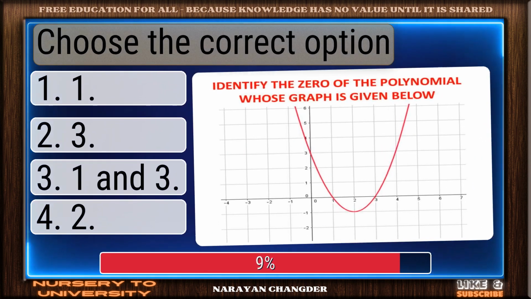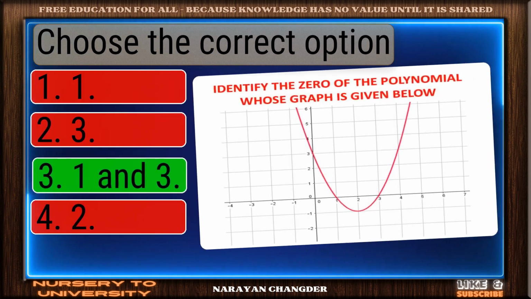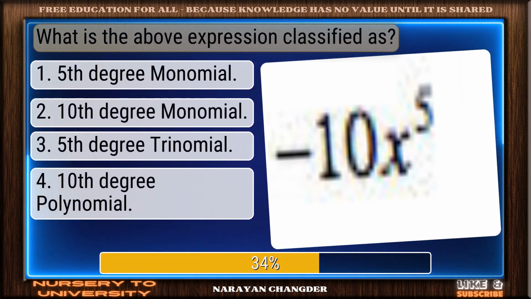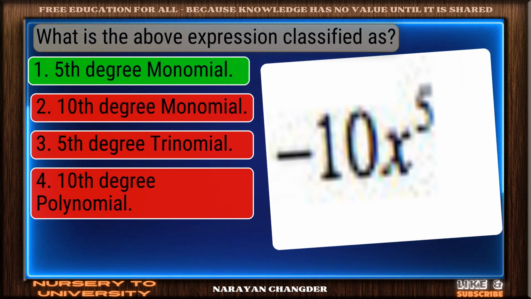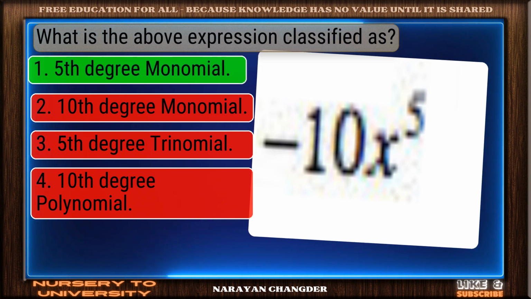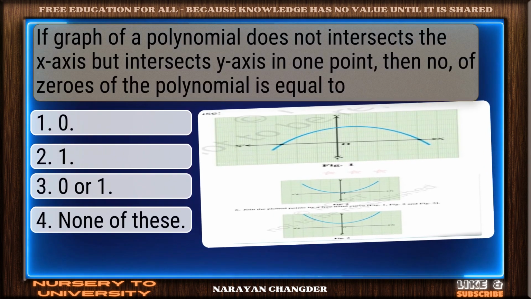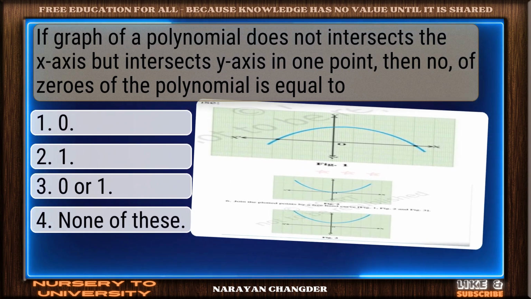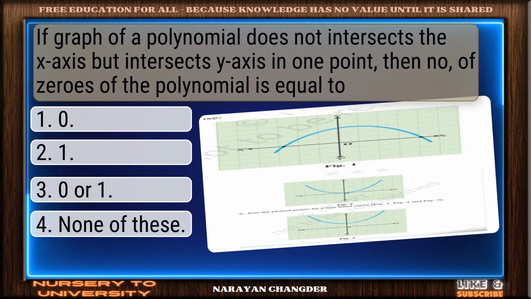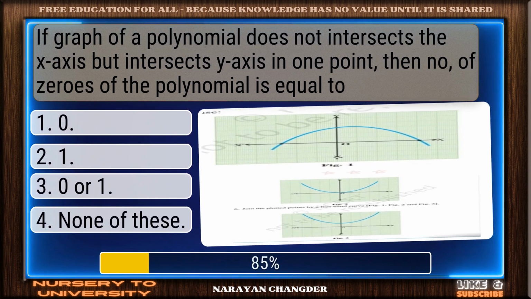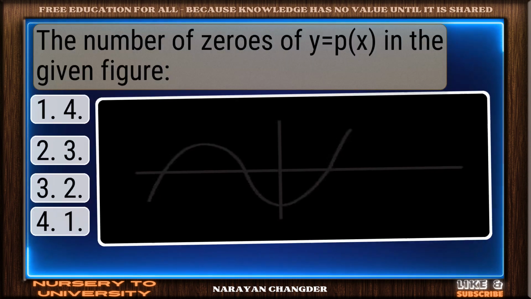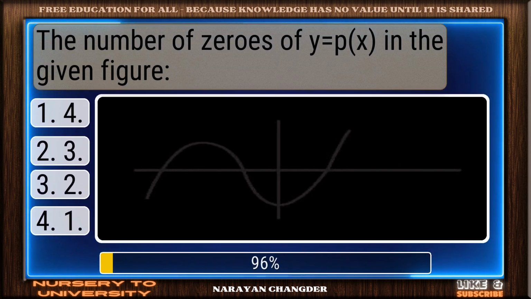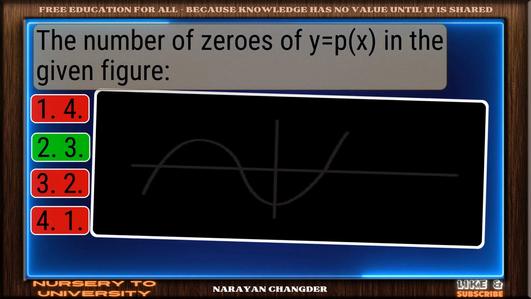Choose the correct option. Exactly. 1 and 3 makes sense. What is the above expression classified as? Excellent. 5th degree monomial is well reasoned. If graph of a polynomial does not intersect the x-axis, but intersects y-axis in one point, then number of zeros of the polynomial is equal to... Clear logic. Zero is sound. The number of zeros of y equal to p(x) in the given figure. Well reasoned. 3 is correct.